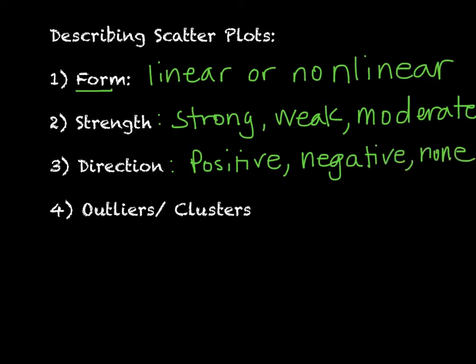And then the fourth thing you should describe, are there any outliers? Where are they? And are there any clusters? If there are, you should always label those or describe where they're at. So make sure you get this list written down.